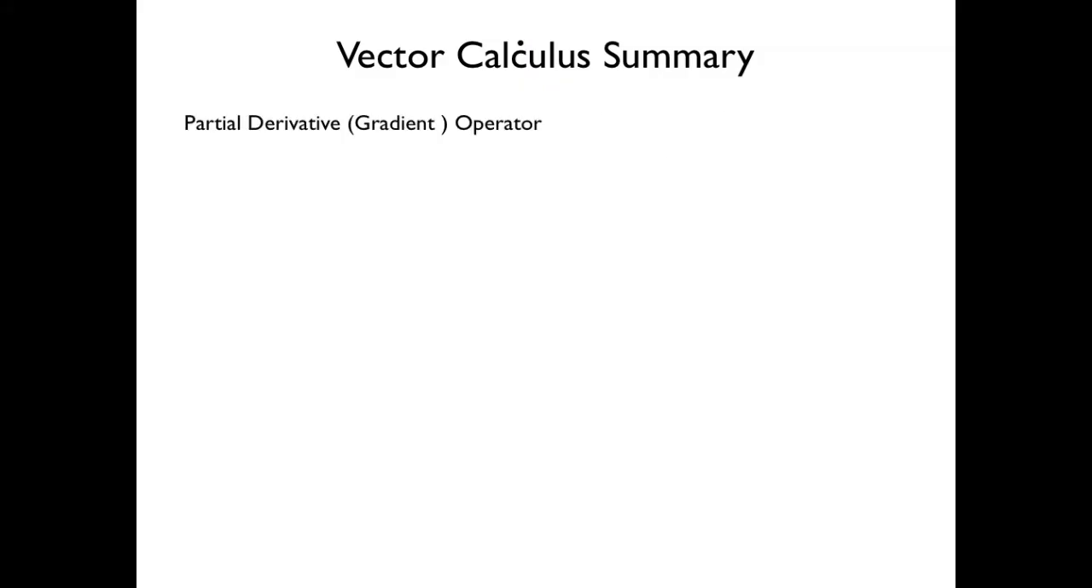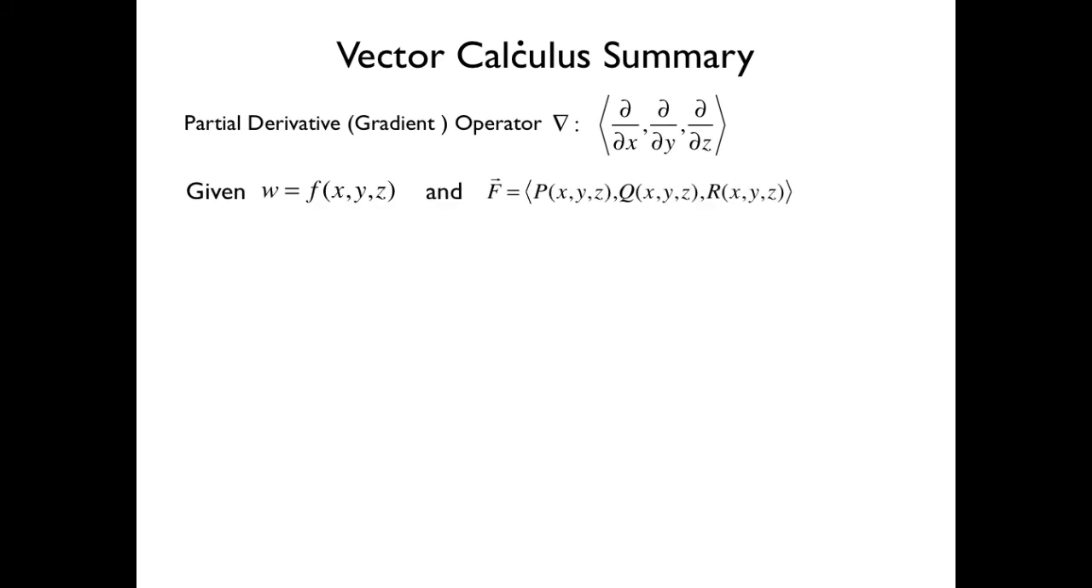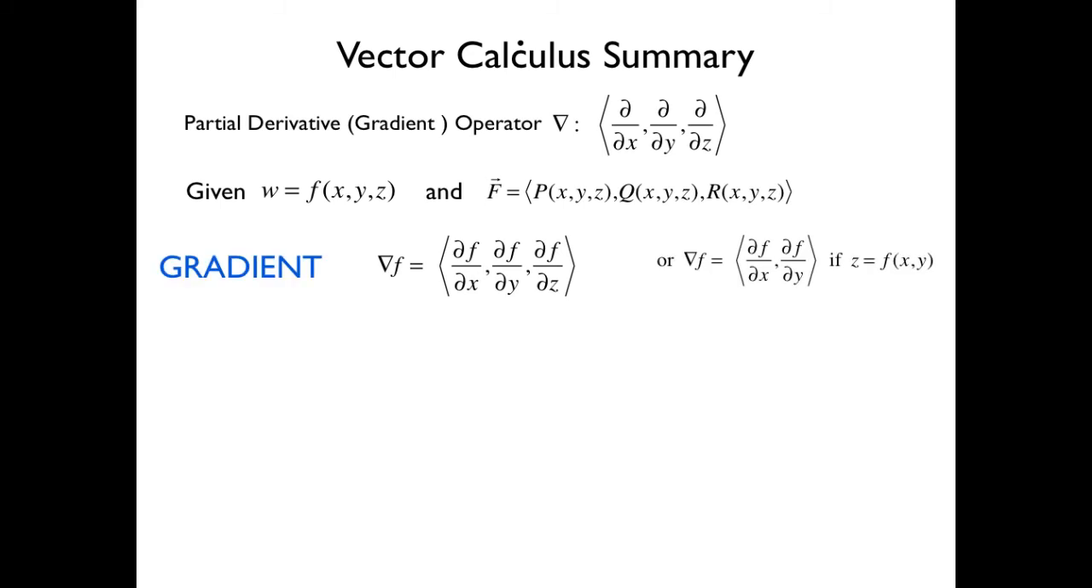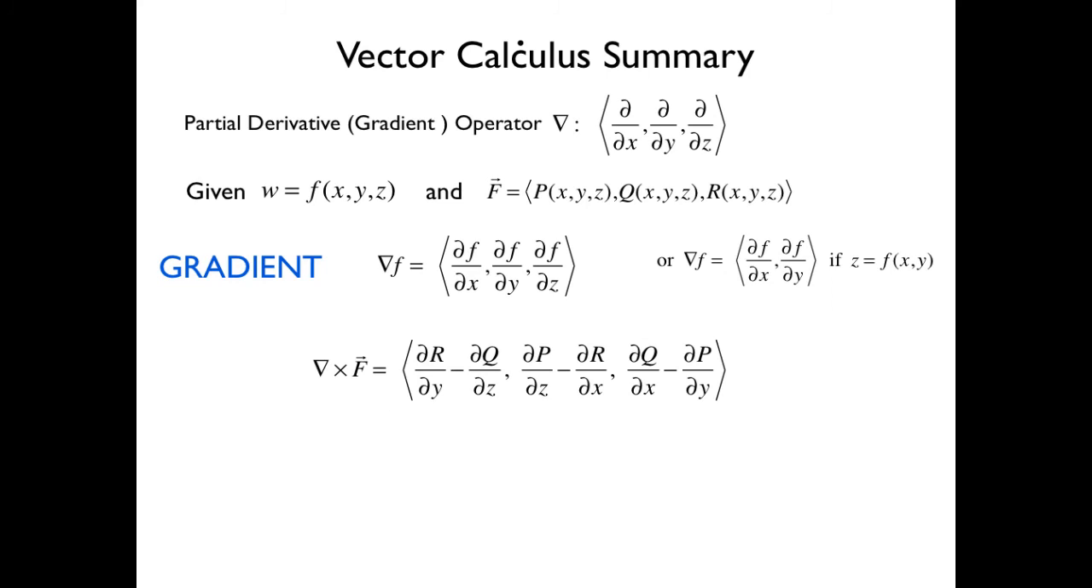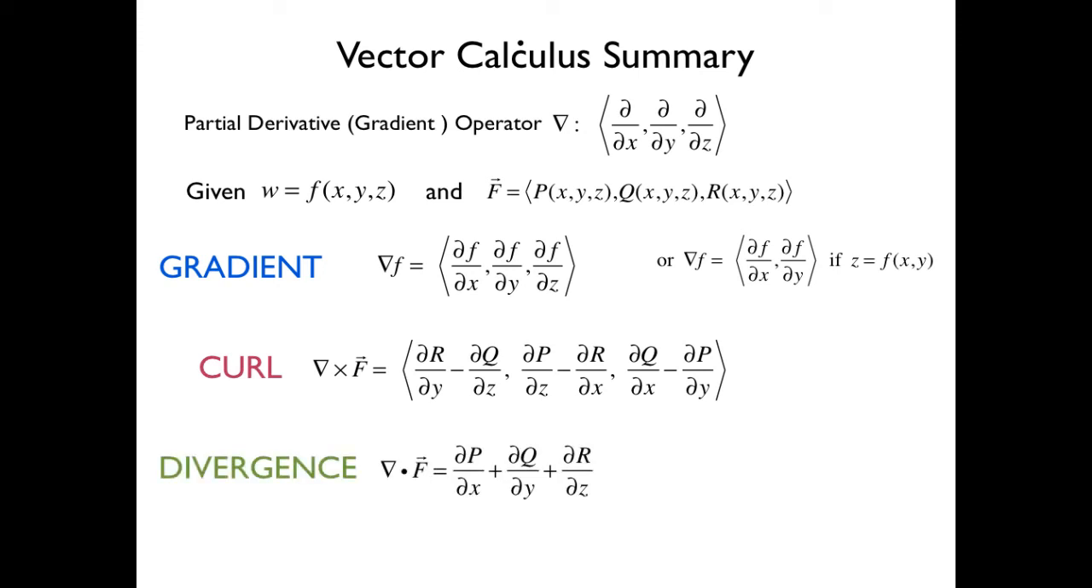Okay, so we're talking about the gradient operator. It's a vector of the partials, the operations of the partials. When we put that operation on a real valued multivariable function, that's the gradient. When we cross it with a vector valued function, that's the curl. And when we dot it with a vector valued function, that's the divergence.